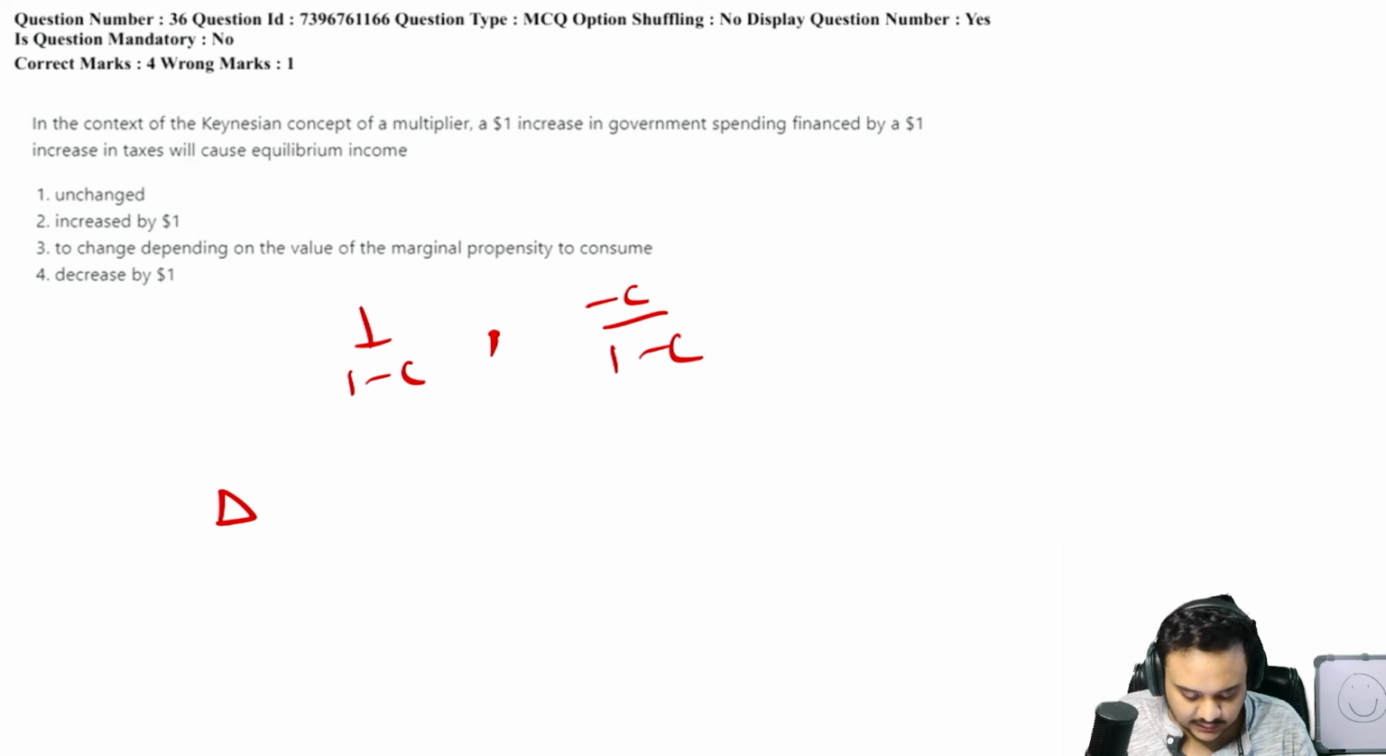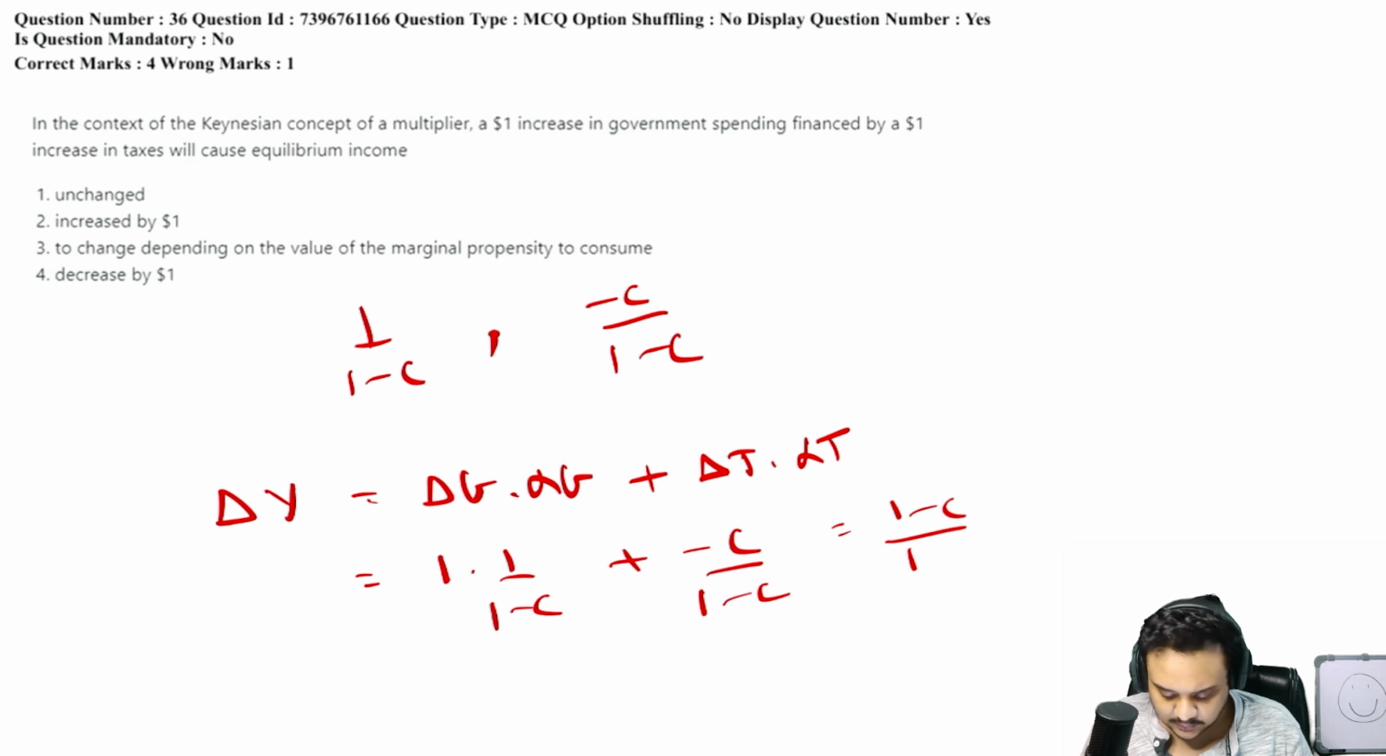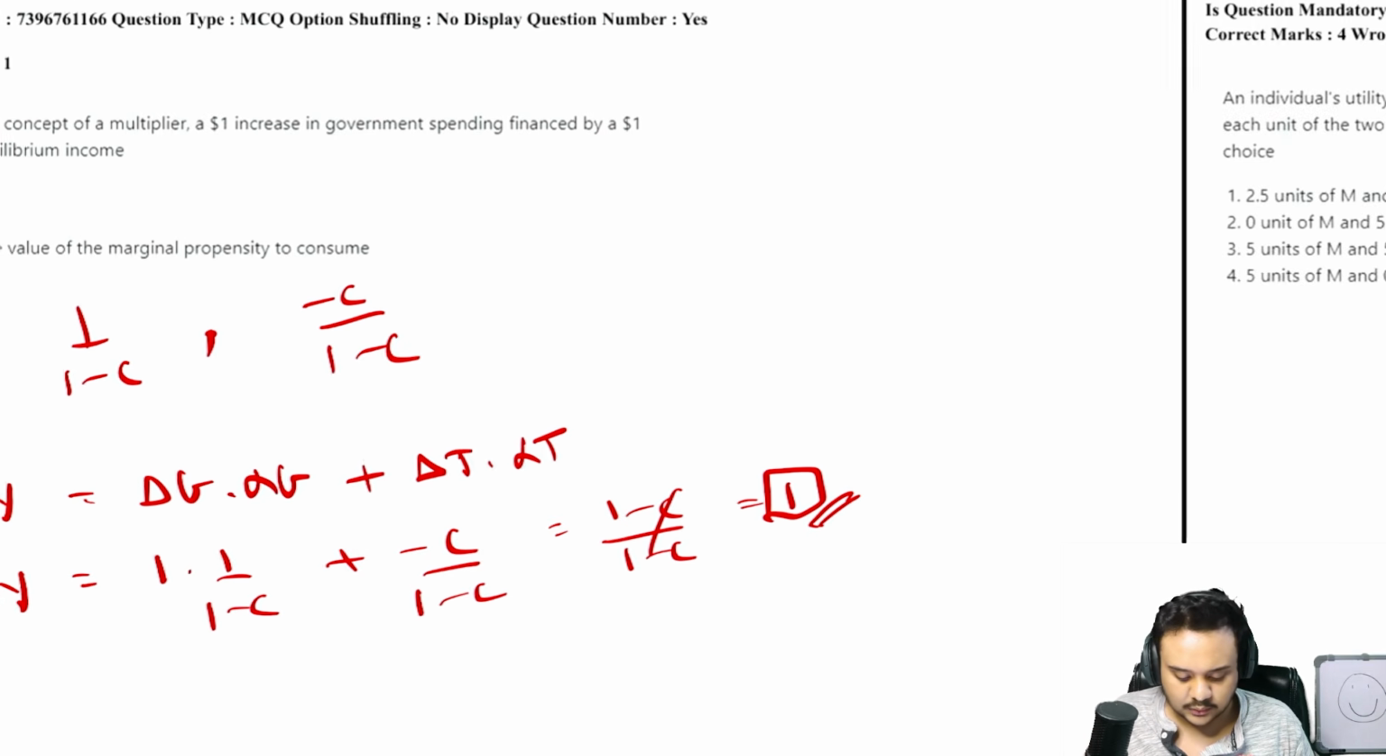Okay, so the change in income will be equal to the change in the government expenditure multiplied by the government multiplier, plus the change in tax multiplied by the tax multiplier. So this will be 1 multiplied by 1 upon 1 minus c, plus minus c upon 1 minus c. So this will become 1 minus c upon 1 minus c. That will become 1. So change in income is a positive 1. So it will increase by $1. So this is the right option. So let us move on.